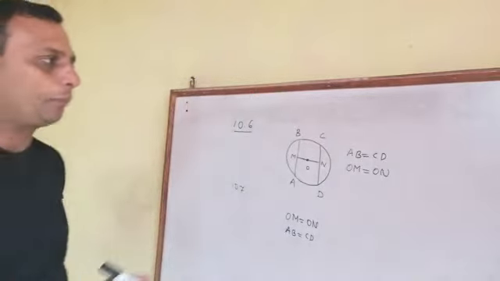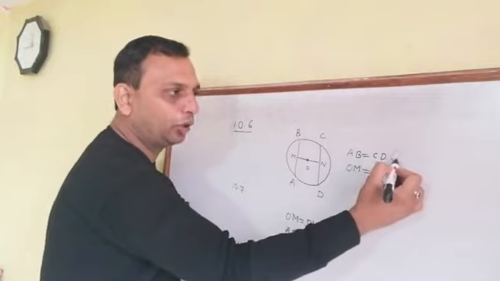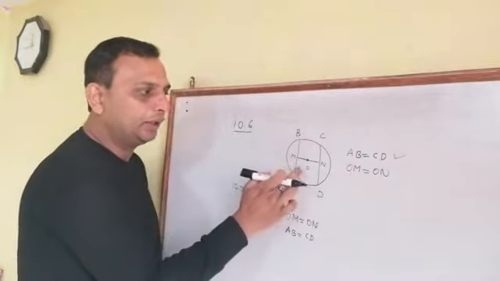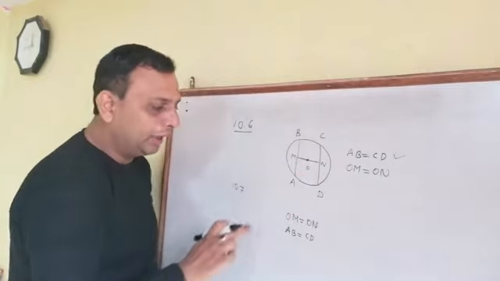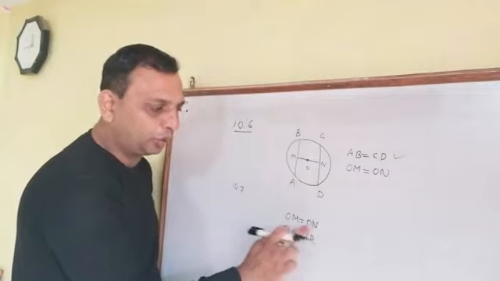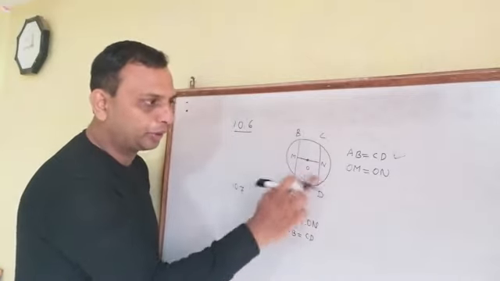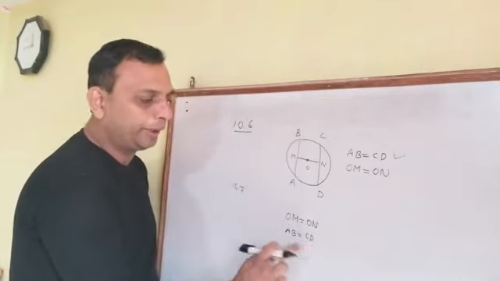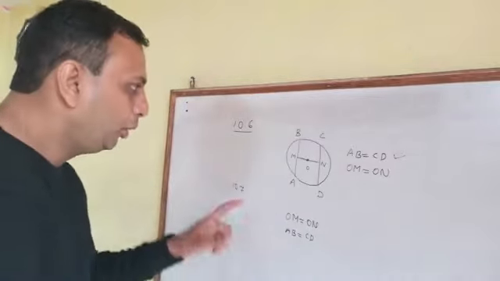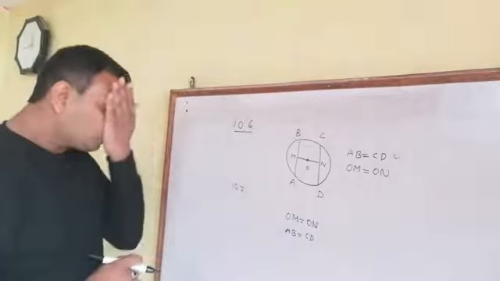So two theorems are there. The first one says that if the chords are equal, then their distance from the center will be equal. The other theorem says that if the distances from the center of the two chords are equal, that means OM is equal to ON, then the chords will be equal to each other. That means AB will be equal to CD. So I hope you understood these two theorems.